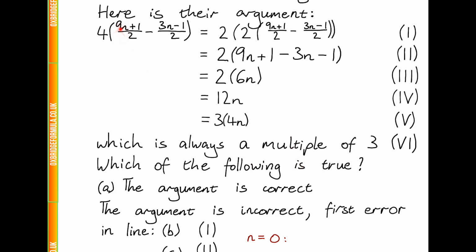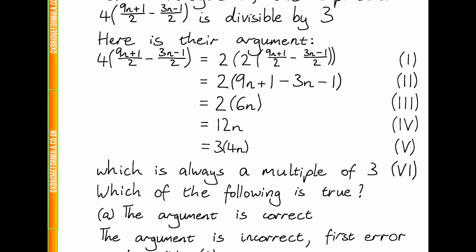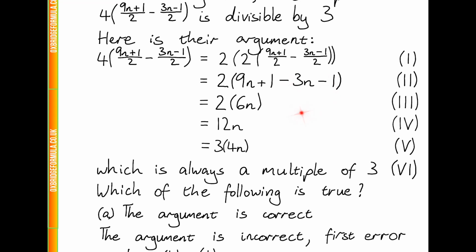Well, 9 times 0 is 0, and 3 times 0 is 0. So we're just left with 4 times a half minus a half, which is 4 times 1, which is 4. And that clearly isn't a multiple of 3. So we can see that the argument mustn't be correct, so we can rule out option A straight away. And therefore we now need to deduce where the first error happens in this argument.